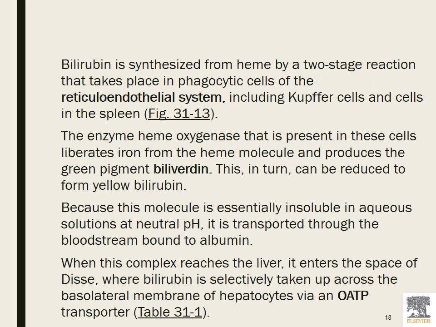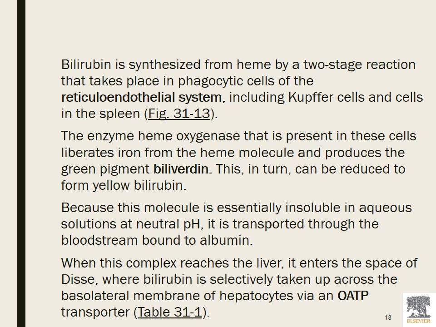Bilirubin is synthesized from heme by a two-stage reaction that takes place in phagocytic cells of the reticuloendothelial system, including Kupffer cells and cells in the spleen. The enzyme heme oxygenase that is present in these cells liberates iron from the heme molecule and produces the green pigment biliverdin. This biliverdin in turn can be reduced to form yellow bilirubin.